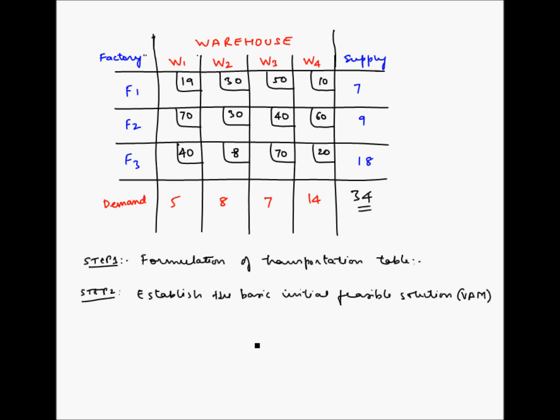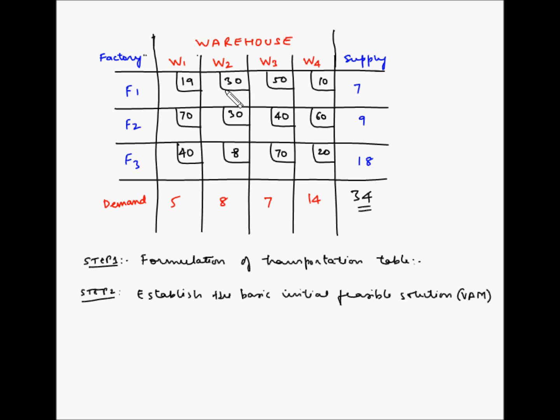Now the penalty cost is determined by finding out the difference between the two lowest costs for each row and column. Because if we don't allocate as many units as possible now to the cell with the lowest cost in that row or column, we may have to allocate units later on to the cell with the next largest cost for that row or column. So the first step in establishing the basic initial feasible solution is to calculate the difference between the two minimum elements for each row and each column.